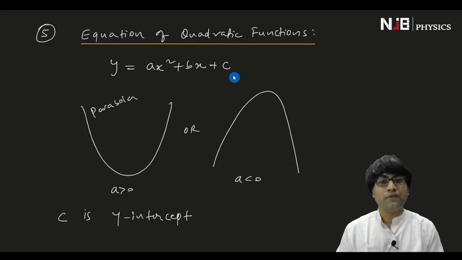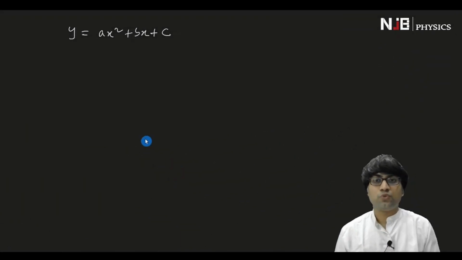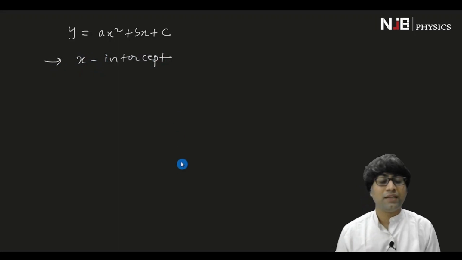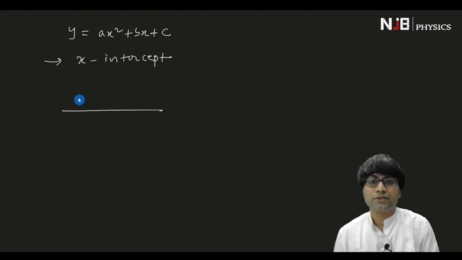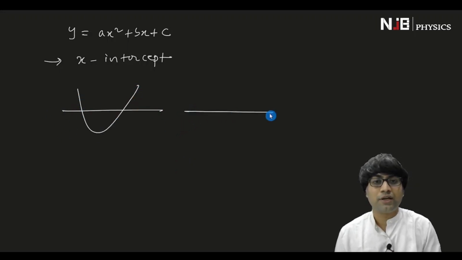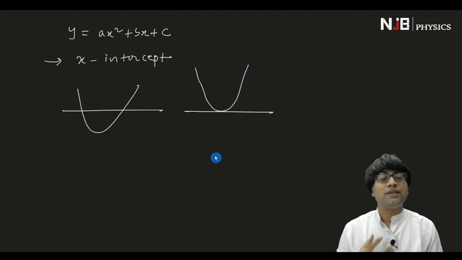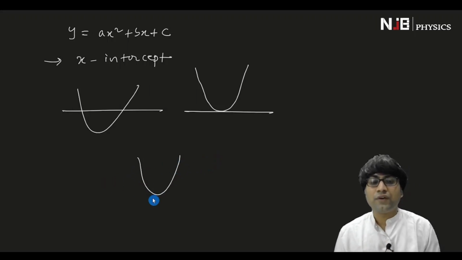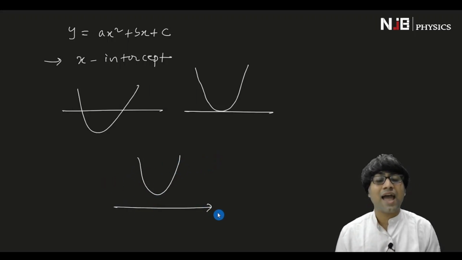So apart from these two things, a and c, let's have a look at other things that we should be looking for. Well, the other thing that we should be looking for is the x-intercept. That means the points on the x-axis where the graph is going to cut it. There are in fact 3 possibilities which may exist. That is, the graph is cutting the x-axis at 2 points. This is one of the possibilities. Another possibility is that the graph is touching the x-axis in such a manner that the x-axis is a tangent. And the third possibility is that the graph is not touching the x-axis at all.